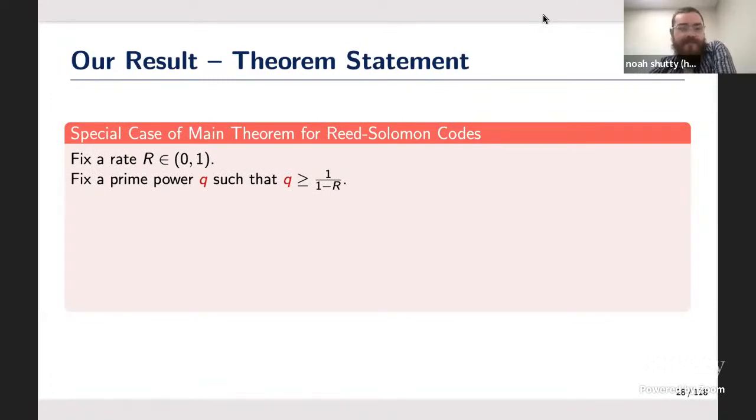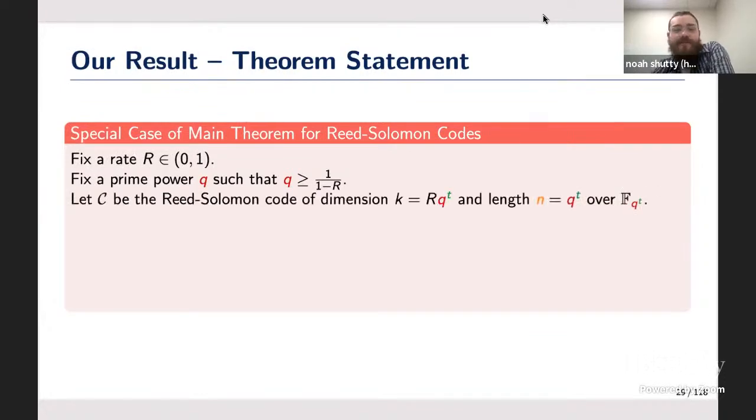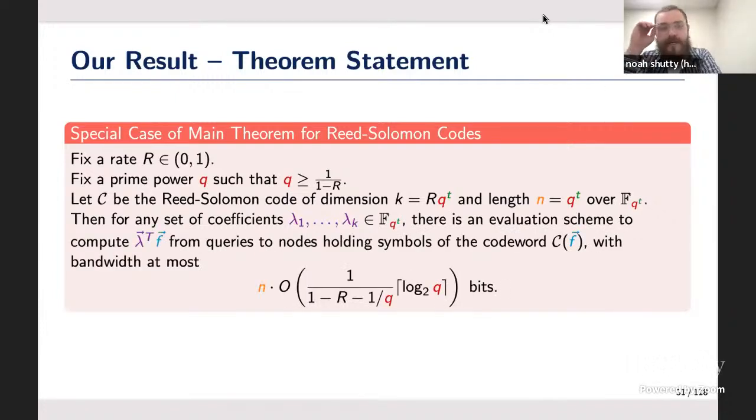So if you just imagine, let's fix a rate R and then some sufficiently large prime power Q, then we'll consider the family of Reed-Solomon codes that are full length over F_Q^T. So we work over this extension field, and we use every point in that extension field as our evaluation points for the Reed-Solomon code. Then for any set of coefficients, lambda 1 through lambda k, we can recover this linear function lambda transpose f, where the f1 through fk were our message symbols. We can do that just by making queries to the nodes that hold these symbols of the code word that results from encoding f. And the total download bandwidth is just proportional to n bits.